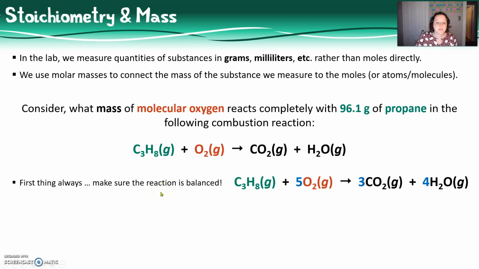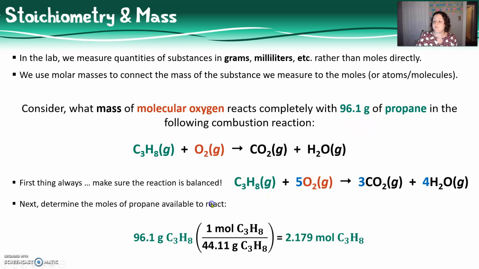Next, before we can use the molar coefficients in the reaction for the mole ratio between the propane and the oxygen, we first need to determine how many moles of propane we are trying to react, because we were given 96.1 grams of propane. So to convert this to moles, we use the molar mass of propane as the conversion factor. And this type of calculation is something we covered earlier in the semester, so it should look pretty familiar. Here we see that 96.1 grams of propane is equivalent to 2.179 moles of propane.